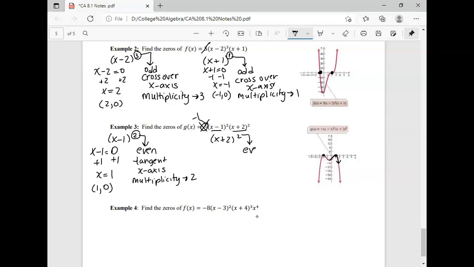This 2 is even. That means it's going to bounce off at whatever point we have at our x-axis there. It's tangent to the x-axis. It also tells me that it has a multiplicity of 2. And if I want to find the x-intercept, I would solve this for 0. And so I should have another x-intercept at -2, 0, which I do. And at that point, it bounces and turns around and goes in the opposite direction, just like it's supposed to.